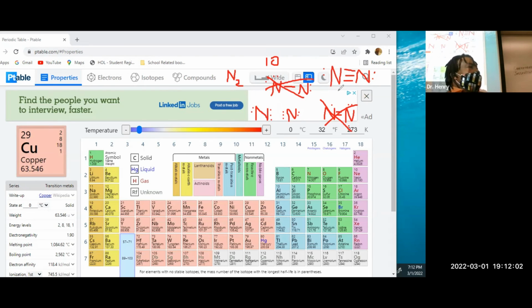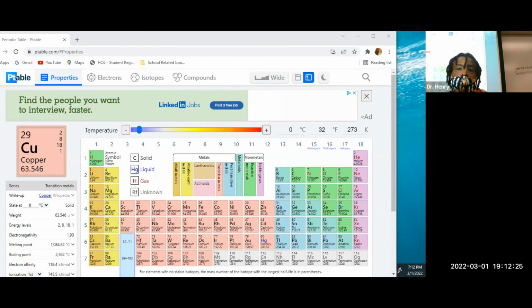So we can actually do this with more than just 2 atoms. We could actually do it with 3 or 4 or 5, right? But the goal is to try to get it so that everybody has their octet full. So for instance, can I erase? We've been looking at water, right? So let's actually break down water.